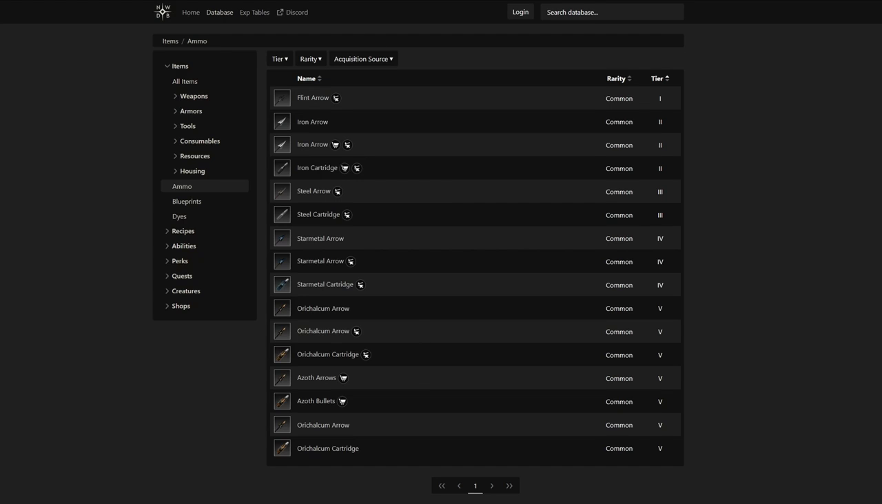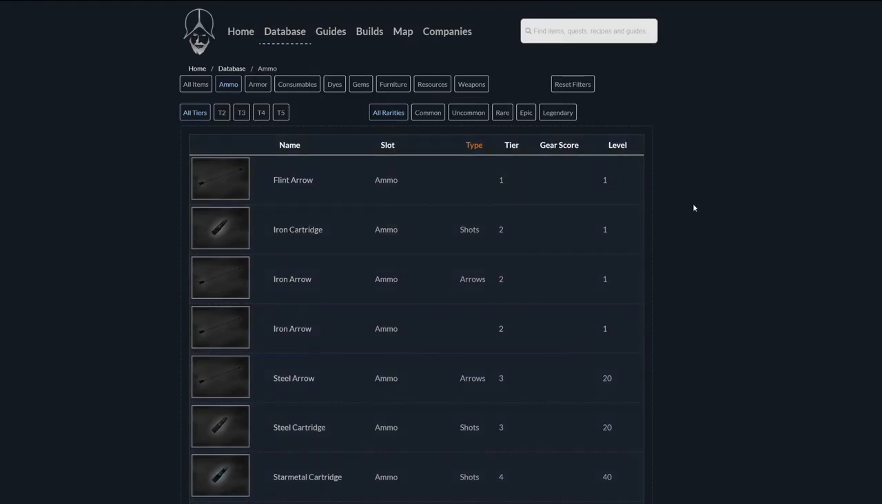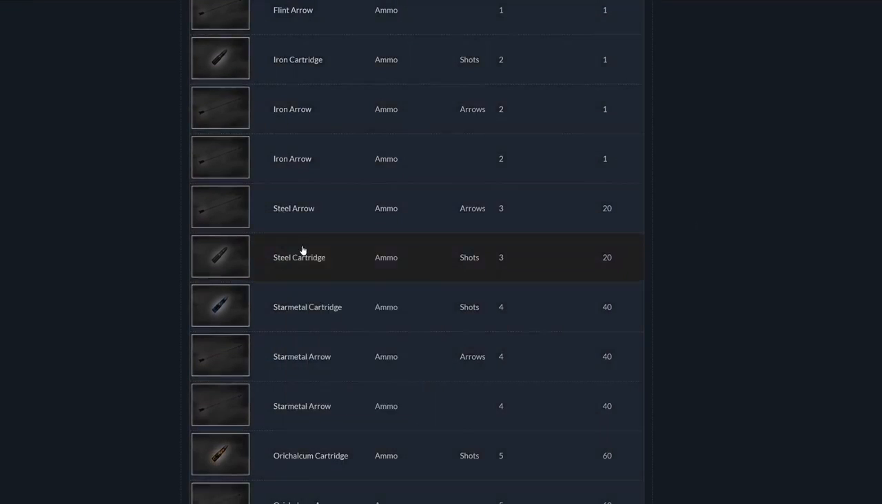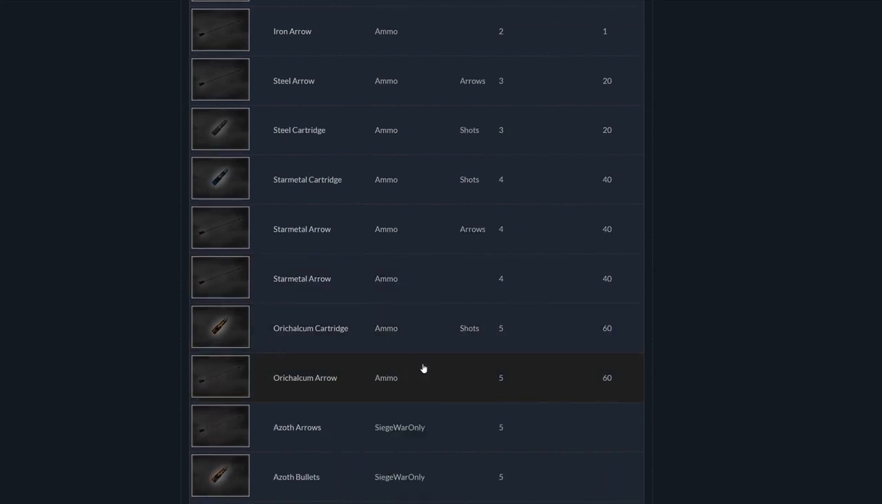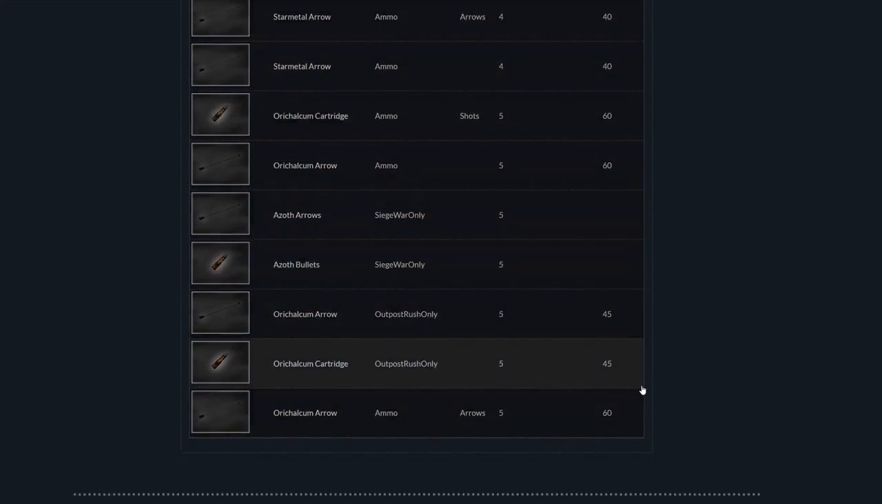I also want to say, guys, if we jump over to this database over here, you can see that there are different level requirements. So we have the steel arrow at level 20, and steel cartridge at level 20. We have the star metal cartridge at level 40, star metal arrow at level 40, and then at level 60, you can start using that tier 5 arrow or tier 5 bullet. So just keep that in mind.